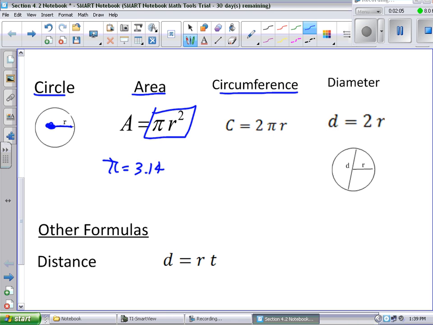The circumference of a circle, when you're looking for the circumference, you're going all the way around the circle. The formula for the circumference of a circle is 2 pi times the radius.